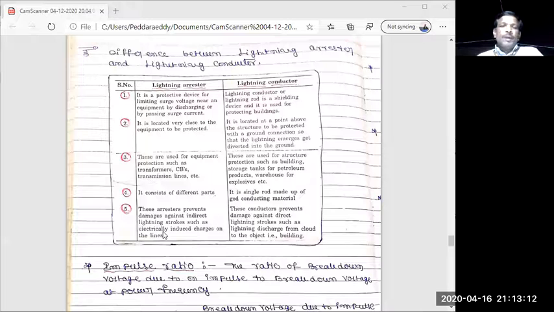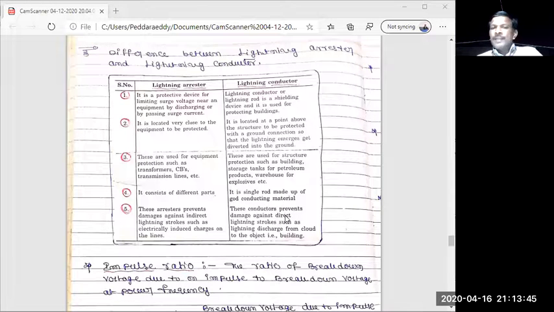And coming to lightning arresters, these arresters prevent damages against indirect lightning strokes. This point is very, very important. These arresters prevent damages against indirect lightning strokes, so the electrically induced charges. Electrical charges are induced in the conductor, and the arrester diverts these charges to the ground.